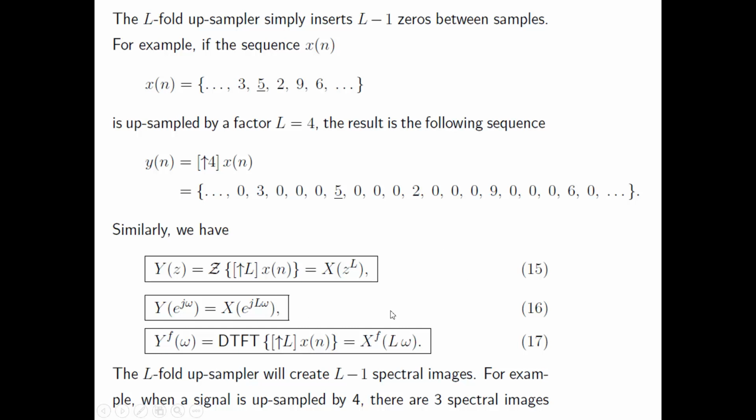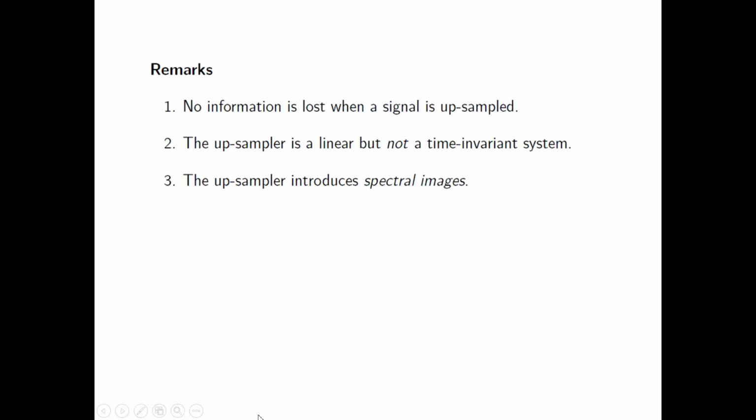So the main point we take from here is that the L-fold upsampler will create capital L minus 1 spectral images, and that's what is said here in the remarks section of this presentation. No information is lost when a signal is upsampled. You are rather inserting samples, right? So no information will be lost. The upsampler is a linear but not a time invariant system. The upsampler introduces spectral images.